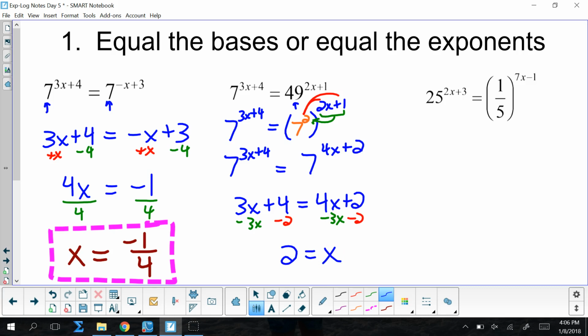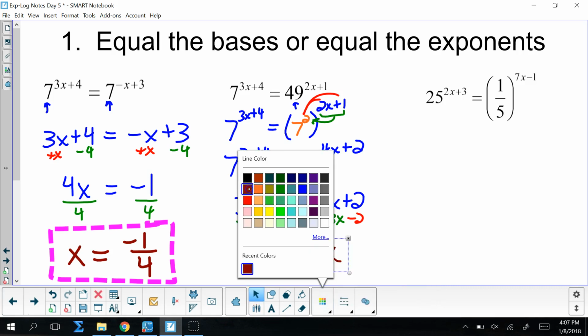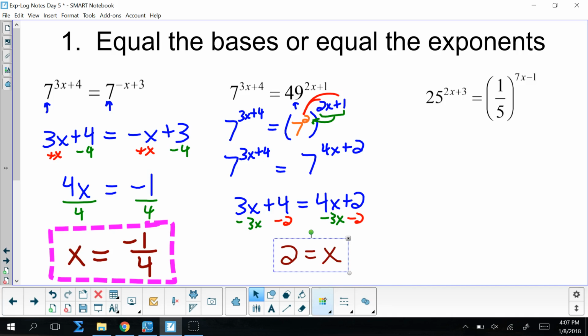Oops, wrong color. Now, 2 is equal to x. And there's my answer.